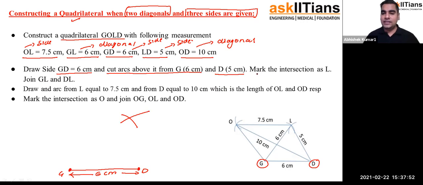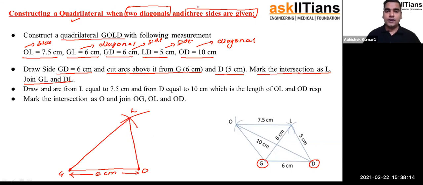And you will see that these two arcs are going to cut each other, or meet each other at a point, and you are going to call that point L. So mark the intersection as L. That's exactly what they have written. After that, you need to join GL and DL. So let us join GL using a straight line or using a scale. And join DL. So you got one part of the quadrilateral which we have to draw. I hope this much is very clear to all of you before we proceed forward.